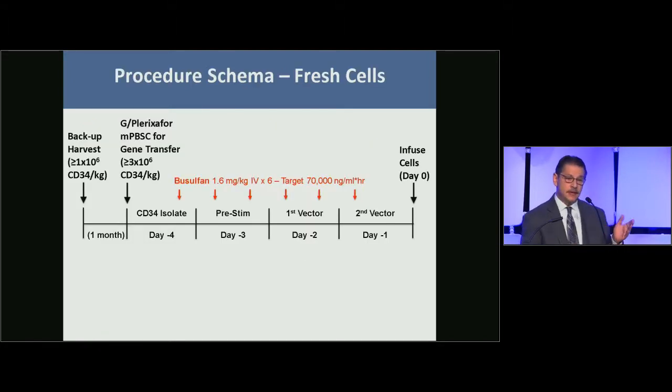So the cells were treated in different patients by 2 different methods, either fresh cells shown here or frozen cells on the next slide. In the fresh cell protocol, a backup is collected at least a month in advance from either bone marrow or a mobilization and stored, and then the patient is again mobilized with GCSF and plerixafor to collect cells to make the drug product. The cells are CD34 isolated, pre-stimulated, transduced with 2 hits of vector, and given to the patients fresh. While the cells are being processed, the patients are undergoing cytoablative conditioning with busulfan that's PK targeted at 70,000 nanograms per mil per hour.